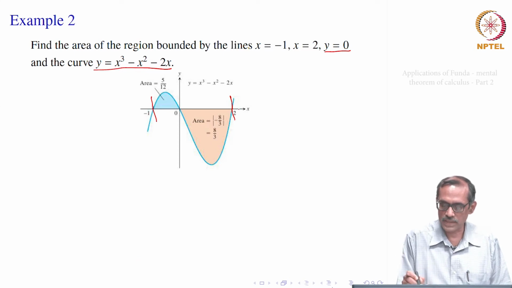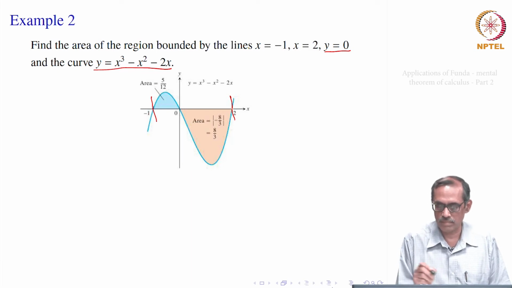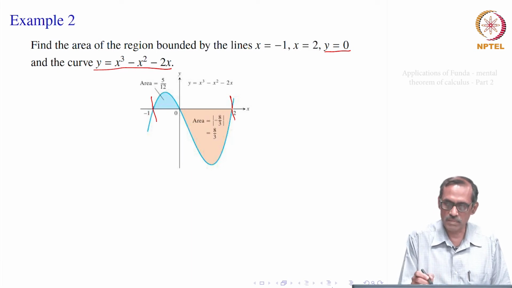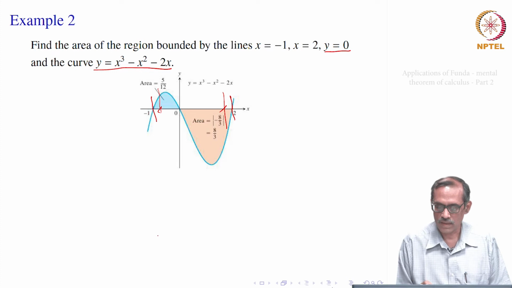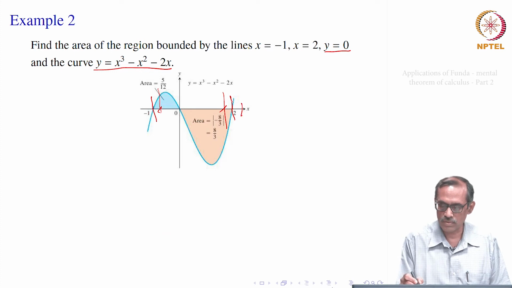So, they are the points where the curve really crosses the x axis. That makes it easier, but even if it does not cross, it will be something like this, and you can take the integral only up to those portions, right. Or if it goes beyond 2, then you may have to take this area also into consideration. Okay.